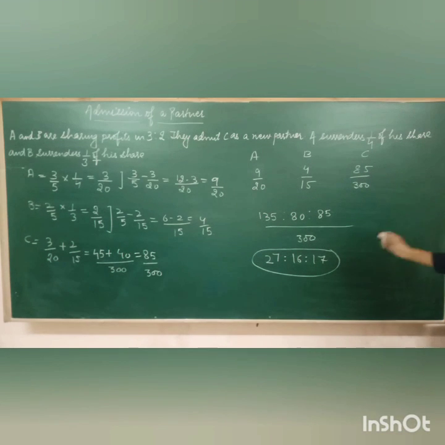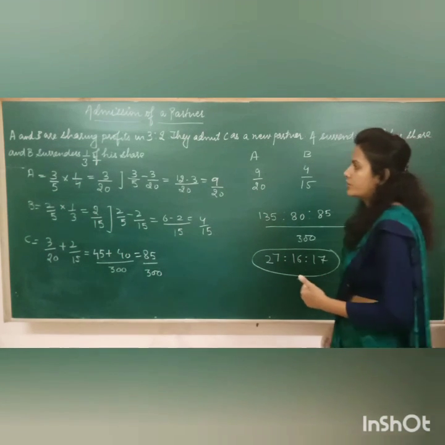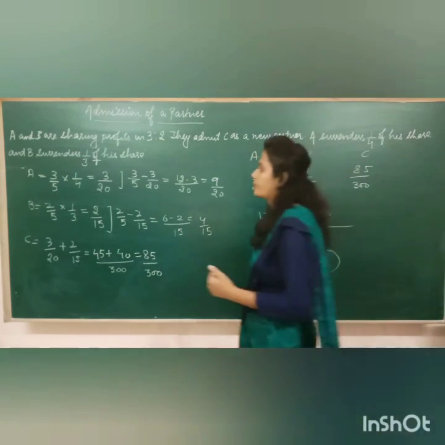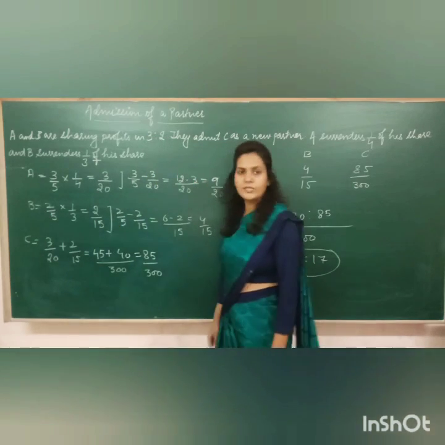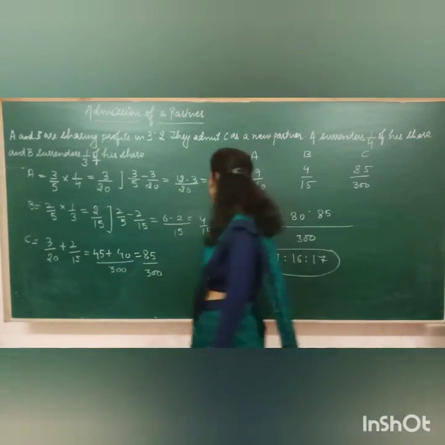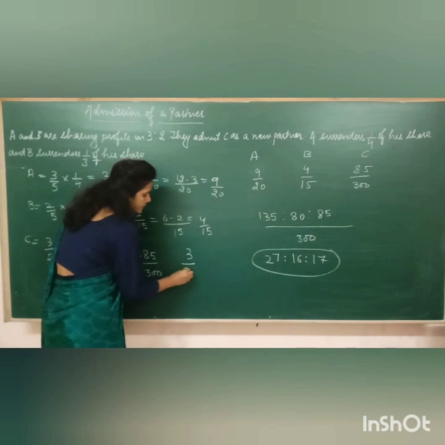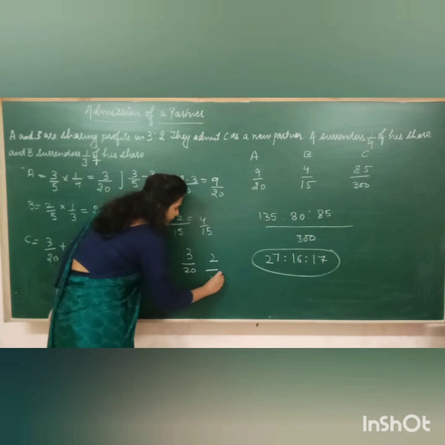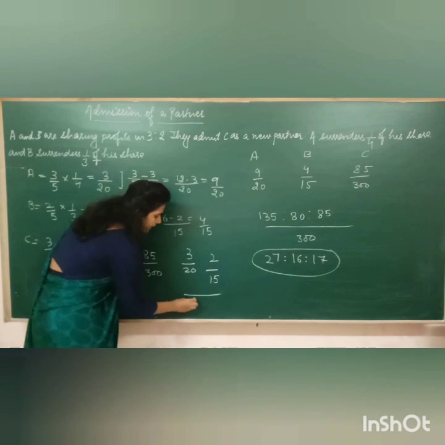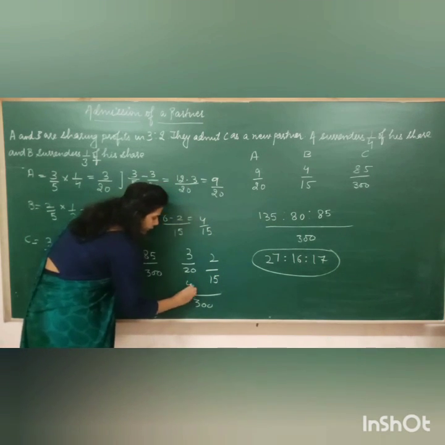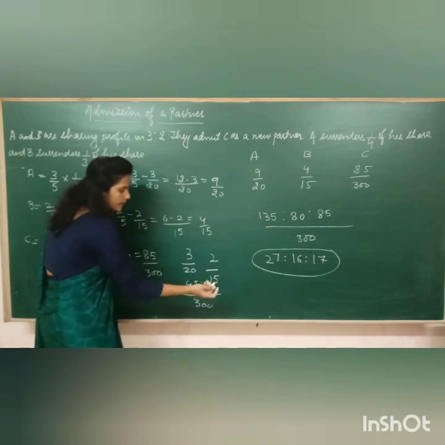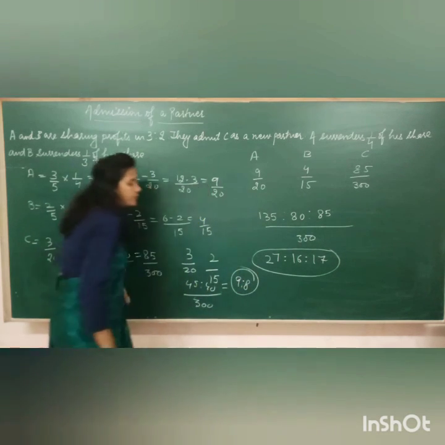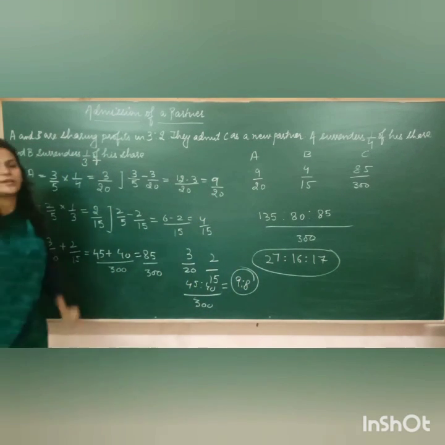So this way we'll calculate the new profit sharing ratio. Now if I would like to calculate the sacrificing ratio, then it's very easy. See how? A has sacrificed 3 by 20, B has sacrificed 2 by 15. So again you may take LCM. It will be 45 and it will be 40. So it means it is 9:8. So 9:8 here becomes the sacrificing ratio.